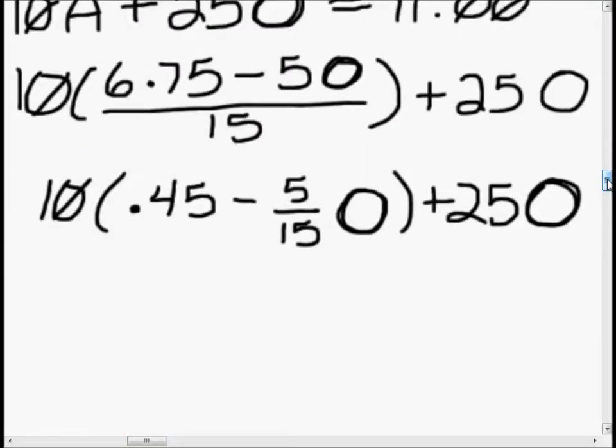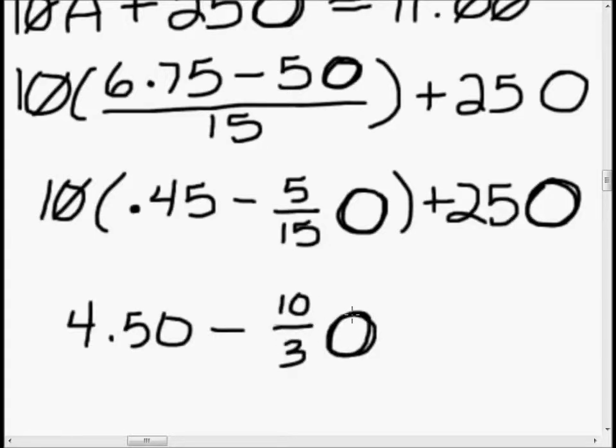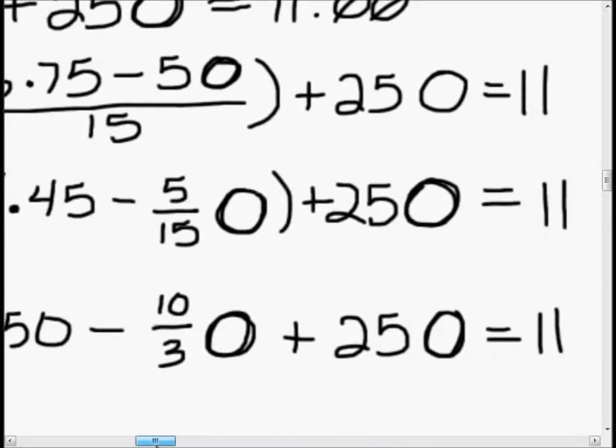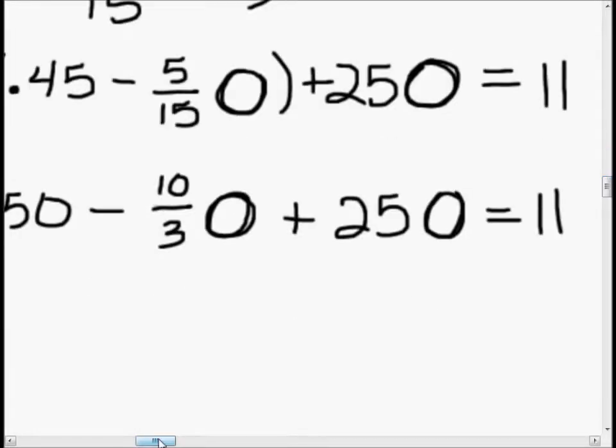Now we're going to multiply this 10 into everything. So we've got 450 minus 50 over 15. Actually, I'm going to go ahead and cheat because it's a little easier to do it this way. 5 over 15 is 1/3, so 10 times that is 10 over 3 oranges plus 25 oranges equals 11. So we're going to keep on going.